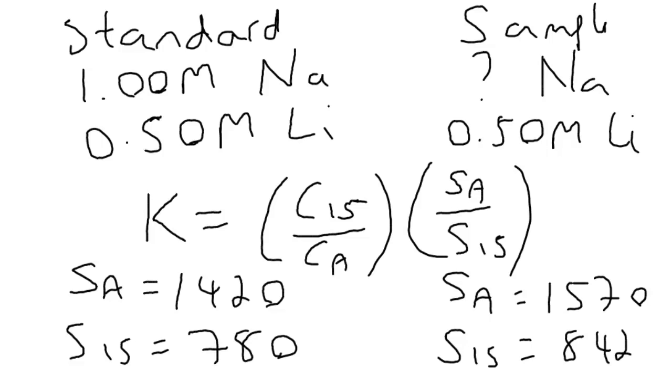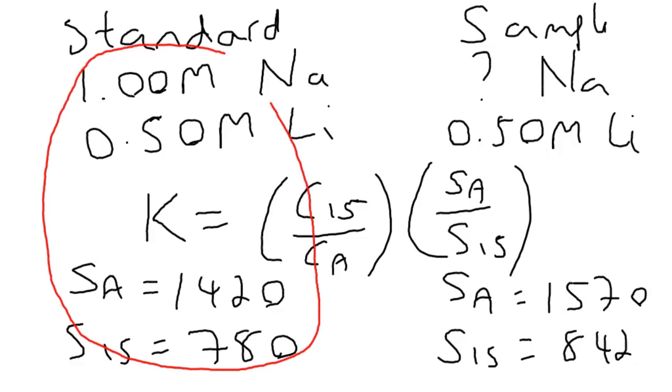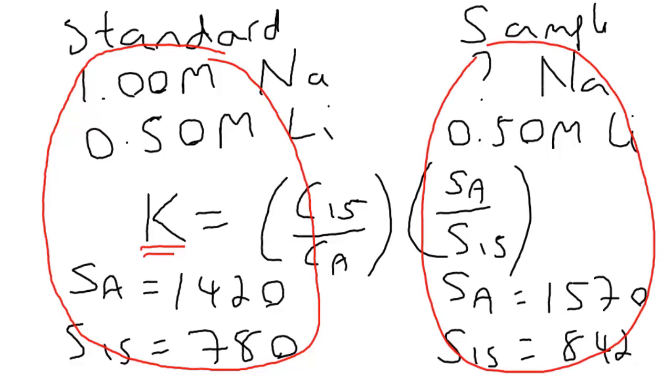And what we can do is plug in these values. Since we know concentrations and signals for the standard, we can plug those into the equation and find K. And then that value of K is going to be the same for the sample. So then we just rearrange this equation for concentration of the analyte, and plug in our value of K and our other values for concentration and signal for the sample.